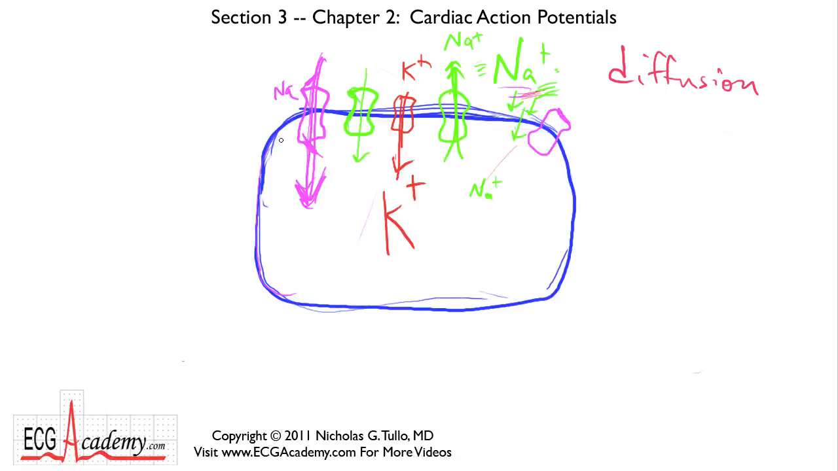So sodium rushes in, and all these positive ions make the inside of the cell more positive for a split second. But then just a moment later, these potassium channels open, and the potassium rushes back out of the cell and restores the normal voltage across this membrane. Well, how do we know this, and what does it look like?